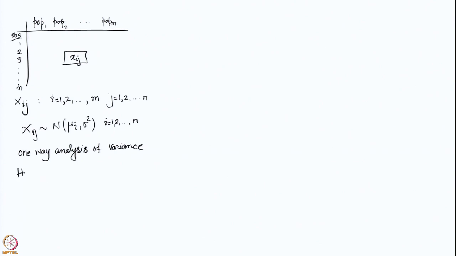And our hypothesis of interest was mu 1 is equal to mu 2 is equal to dot dot is equal to mu m, all mu's are the same, versus the alternate hypothesis that all means are not the same.